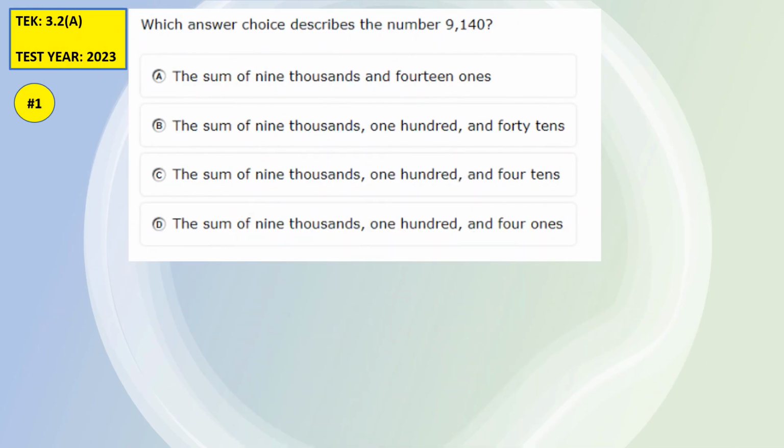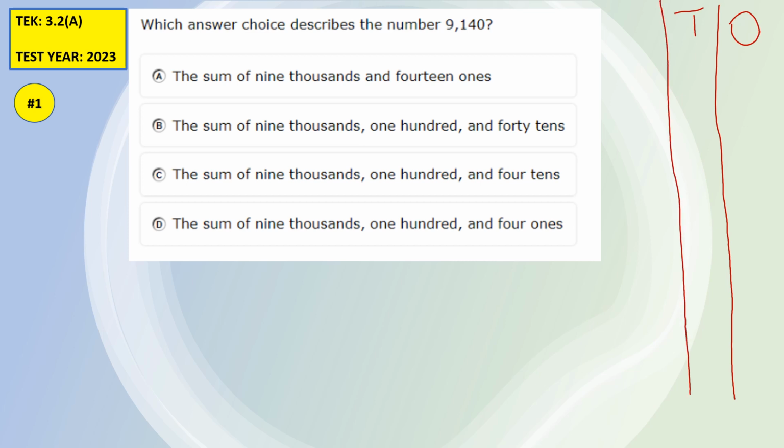Okay, let's look at solving this particular question. Anytime you have a number and it's describing different place values, the best thing to do on your scratch paper is go ahead and create a place value chart. And I would fill in each answer into my place value chart to determine if that answer is actually correct. So I have my ones place, my tens place, my hundreds place, and my thousands place.